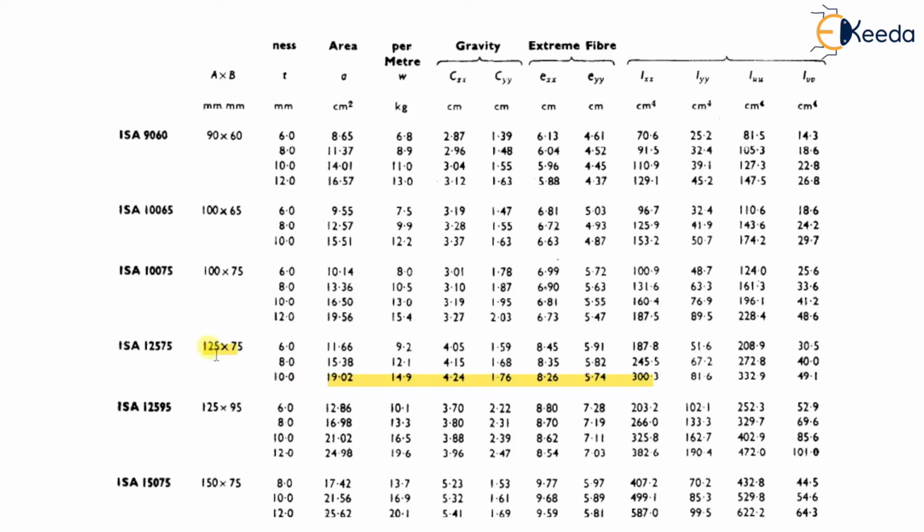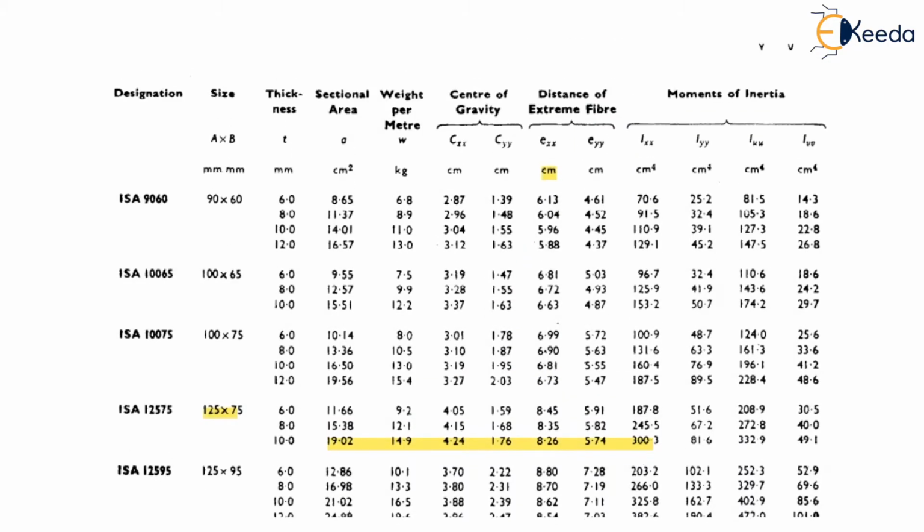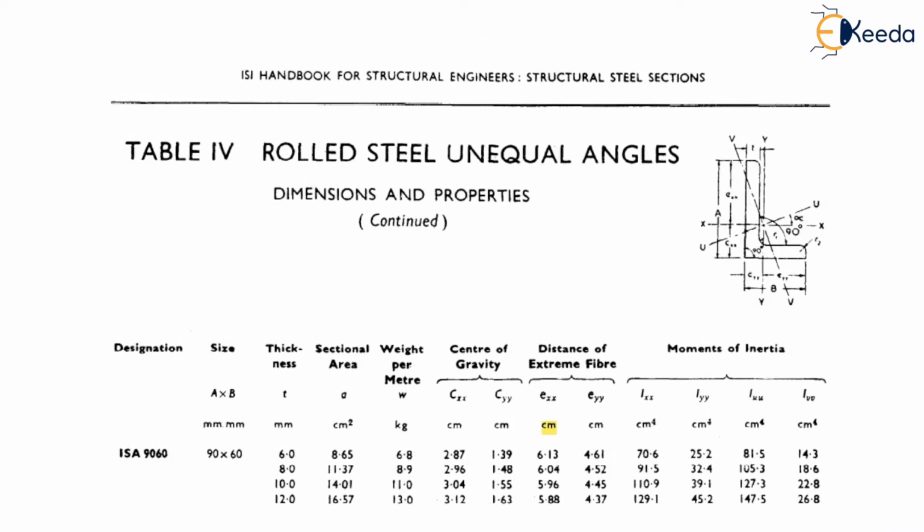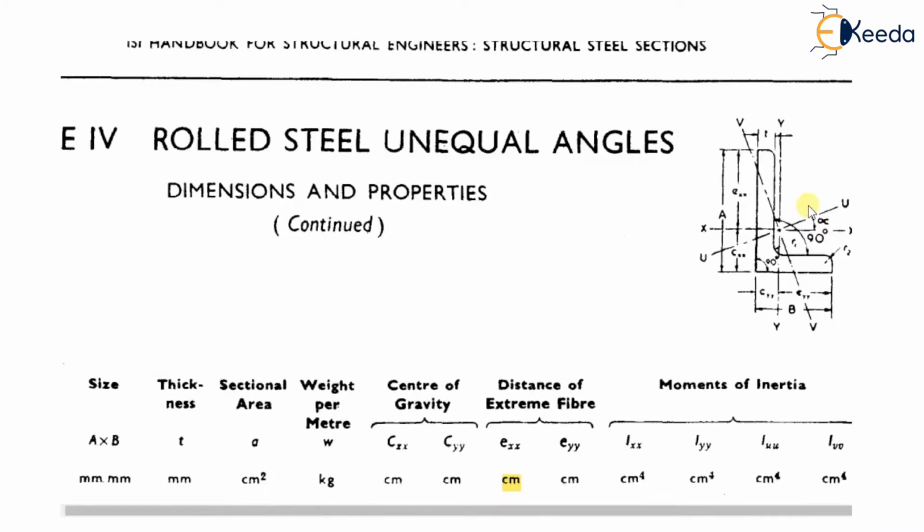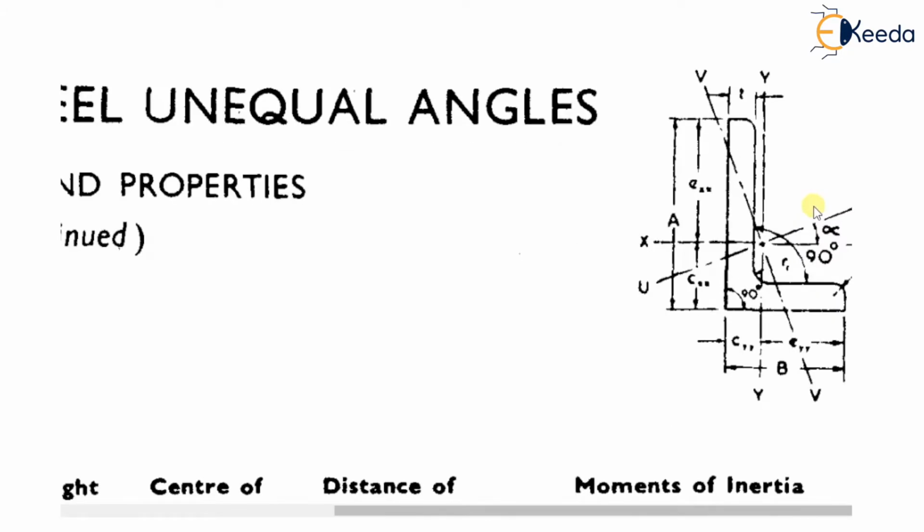The section which we have used is 125 by 75 by 10. For that, the area was 1902 mm square or 19.02 centimeter square. What is the value of EXX? It is 8.62 here, 8.62 centimeter. They have given you the unit also like this. Now what is EXX? Let me show you in the diagram. If you can see this diagram, they have shown you that this one is your EXX and this is your horizontal axis from where your load will apply.